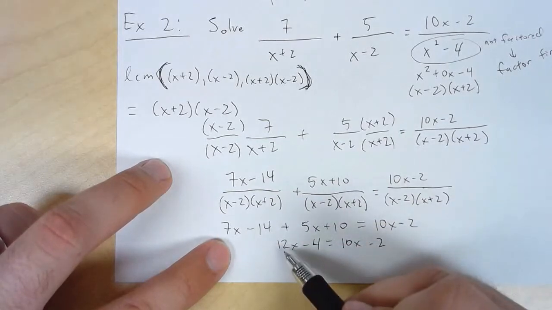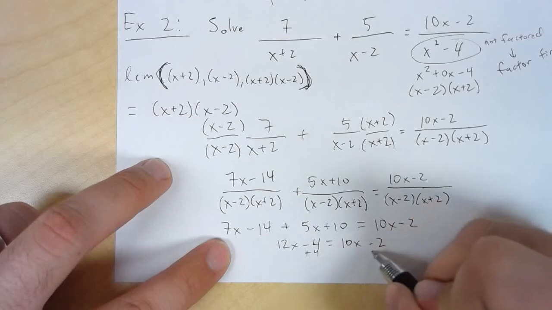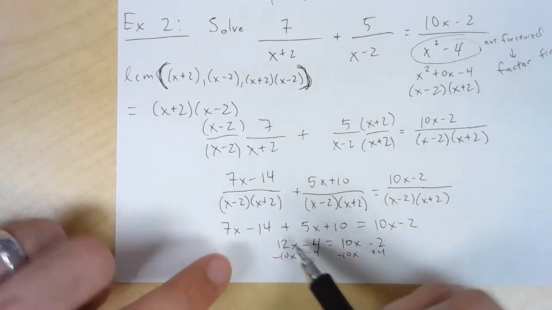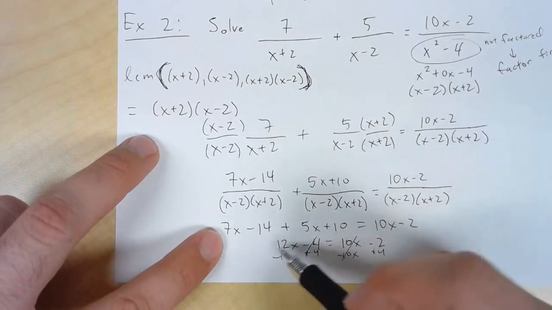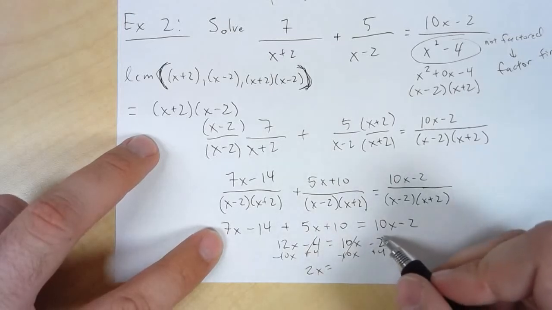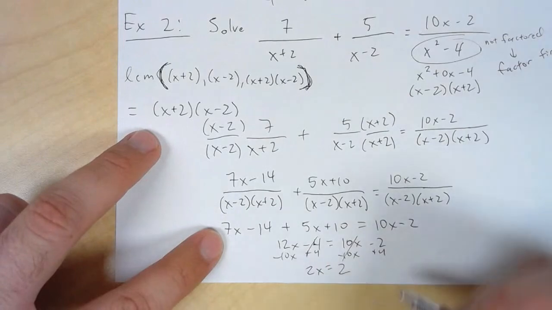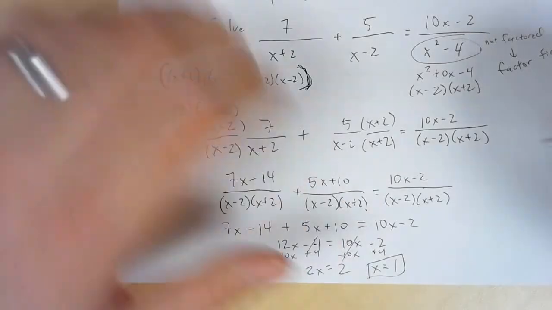So let's move the x's to that side because that will leave them positive. Let's move the numbers to the other side. So plus 4, minus 10x, doing a couple things at once. That's going to cancel and that's going to cancel. Fantastic. 12x minus 10x is 2x equals negative 2 plus 4, which is positive 2. So we get 2x equals 2, which says x has to equal 1. And don't forget to go back and check it.